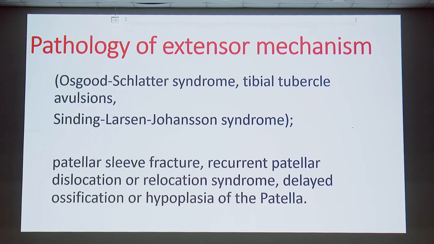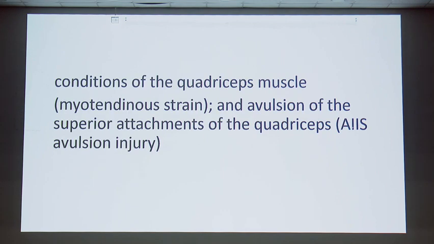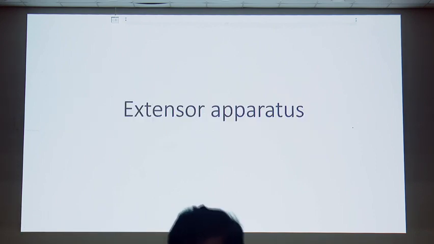And what are the pathologies that can occur? It is Osgood-Schlatter's disease or traction apophysitis of the tibial tubercle or tibial tubercle avulsion fractures, and upper portion of the patellar tendon, so-called jumper's knee, Sinding-Larsen-Johansson disease. Patellar sleeve fractures, recurrent patellar dislocation, relocation syndrome. This is called as patellofemoral instability syndrome. And sometimes the patella may be congenitally hypoplastic, and how to evaluate all these conditions. And muscle injuries, especially quadriceps tendon, can get avulsed from anterior inferior iliac spine, or muscle strain can occur in the muscular group.